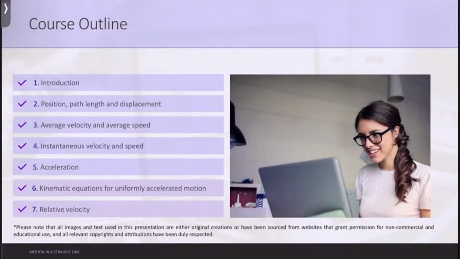First of all, let's start with the course outline. Right now, we are on the third topic, which we start today: average speed and average velocity. In the previous discussion, we completed the introduction part of this chapter. We are understanding everything in a straight line only.